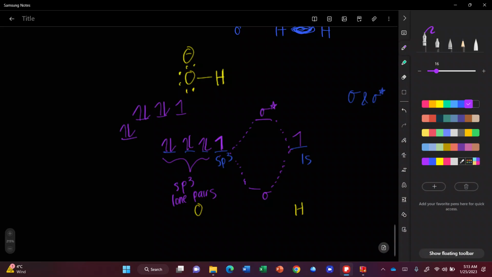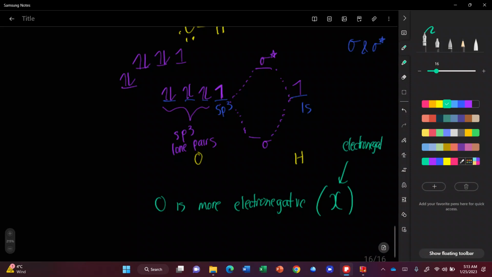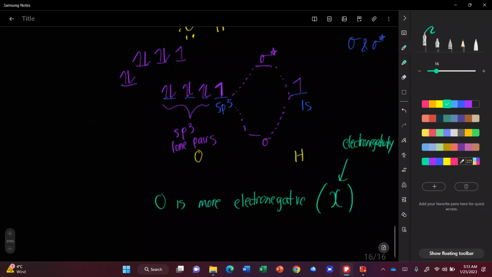Now, one thing that I want to reiterate, well, not reiterate, because I guess I haven't said it yet. Oxygen is way more electronegative. And by the way, anytime I use electronegativity or electronegative, I'm going to use this symbol right here. This is the symbol for electronegativity. It's a lot easier for me to write out that symbol than it is to constantly write out the word electronegativity. So oxygen is way more electronegative than hydrogen.